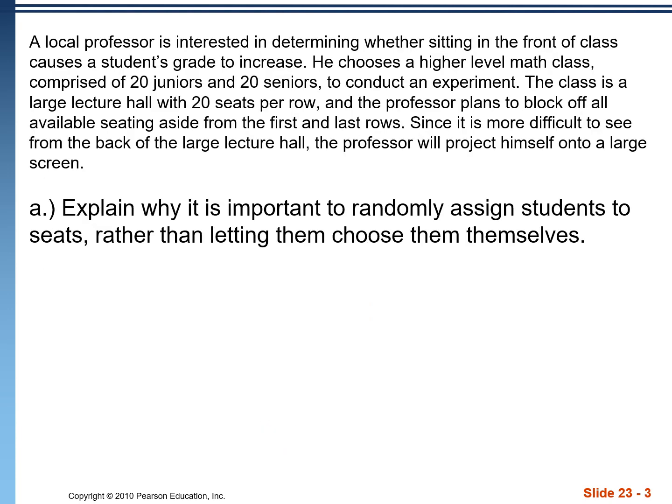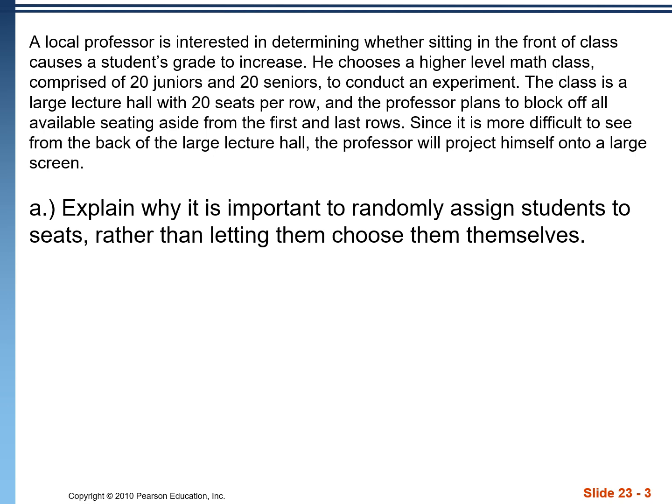When we look at an experiment, we want to be able to identify when each of these four components is included and how it actually benefits the design of the experiment. So for part A, we're going to explain why it's important to randomly assign students to seats rather than letting them choose themselves. So obviously, you probably realize that if we let students choose themselves, we might have a certain type of student who's more likely to sit in the front and a certain type of student who's more likely to sit in the back.